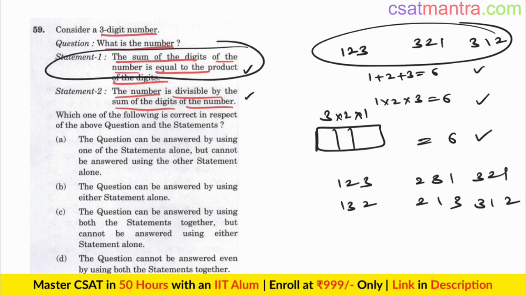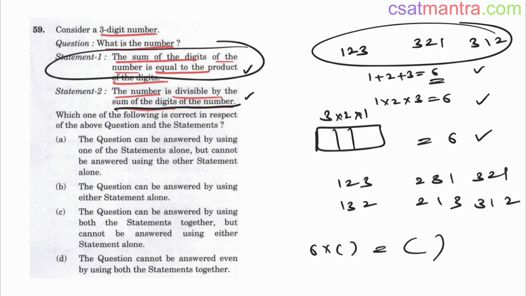The number is divisible by the sum of the digits of the number. Sum of the digits 6. If it is divisible by 6, that number should be an even number because 6 is an even number. Even number into something, you should get an even number, right? So this number should be even. These are two even numbers. If you see 132, it's divisible by 6. 312 is also divisible by 6.